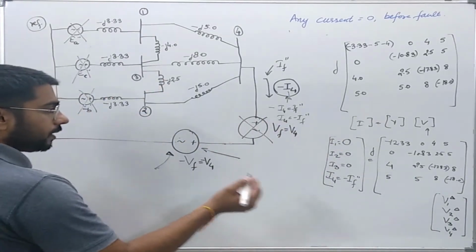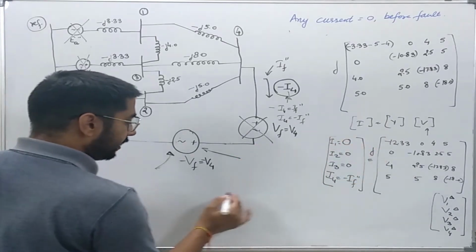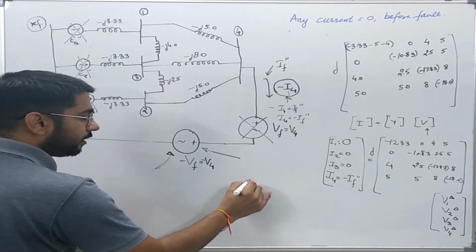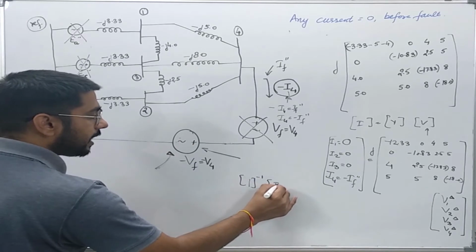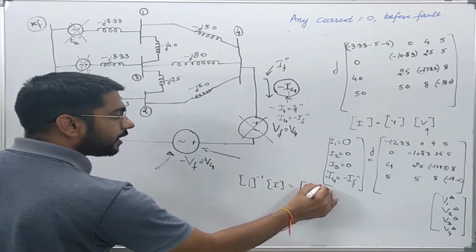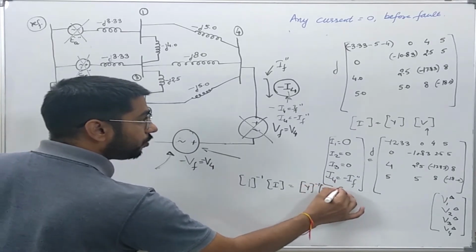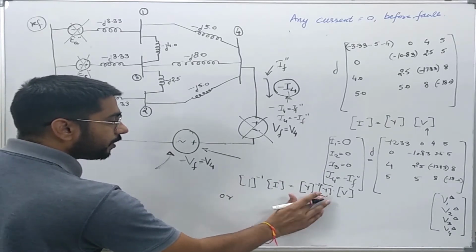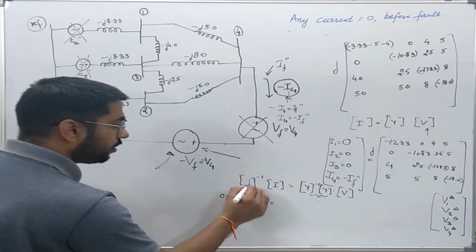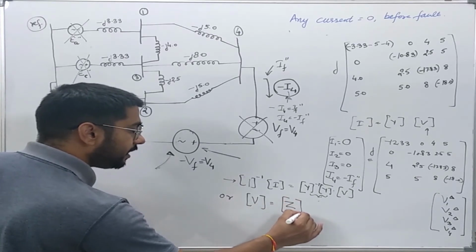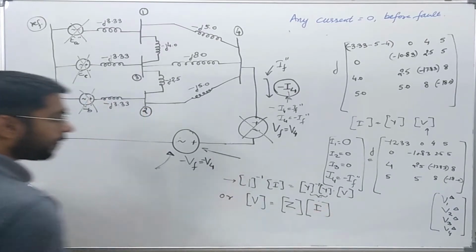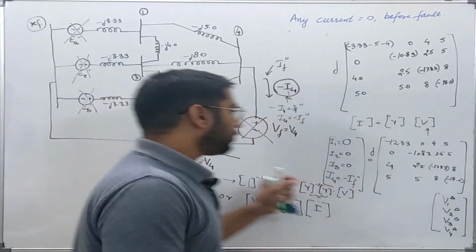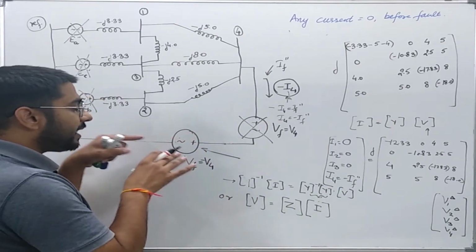Okay, so you can see from here that if I multiply everything by the inverse of Y, that is, Y inverse I is equal to Y inverse Y into V, which is the unit matrix, so the bus voltage matrix is equal to Y inverse, which is nothing but the bus impedance matrix Z, into I. So I can find the voltages at various buses just due to this voltage source which is representing or simulating the fault on the system.